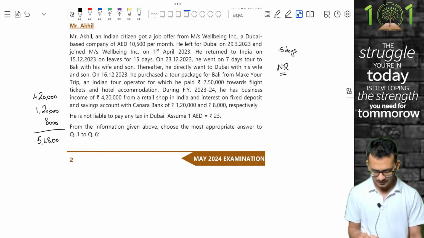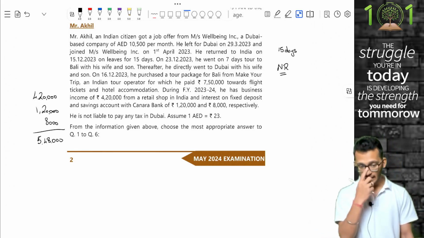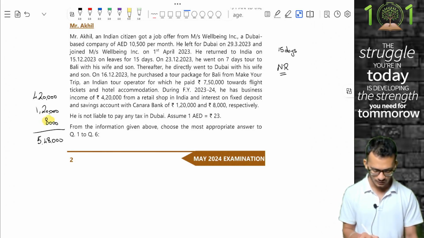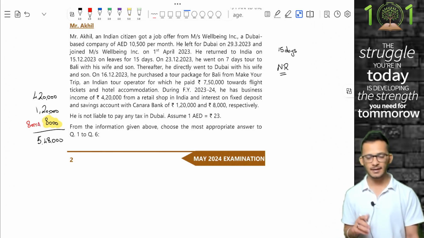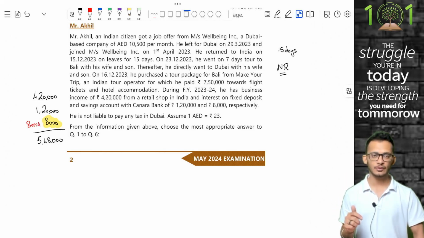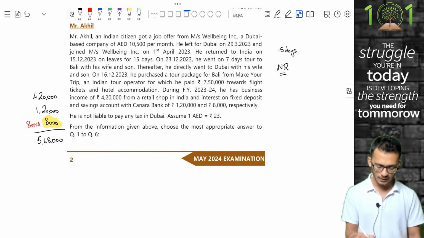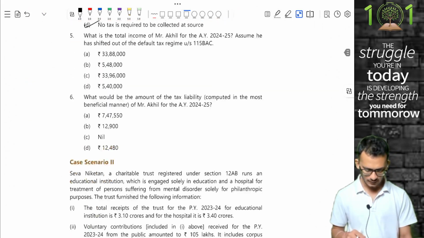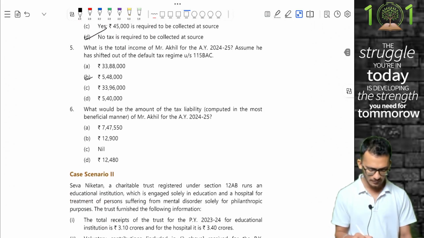Now, since the question is saying that he is opting out of the default tax regime, it simply means that he is eligible for Chapter 6A. Rahul, what am I talking about? I'm talking about Section 80TTA. Whether you are a resident or non-resident, any interest on savings account can be claimed as a deduction up to a maximum of 10,000 rupees. Since it is 8,000 rupees here, you will get the whole deduction of 8,000 rupees, resulting in an income of 5,40,000. Yes. So I am looking at the scenarios. Answer is option number B.